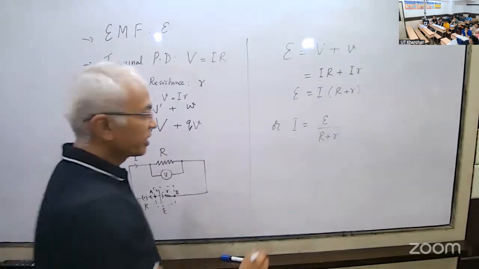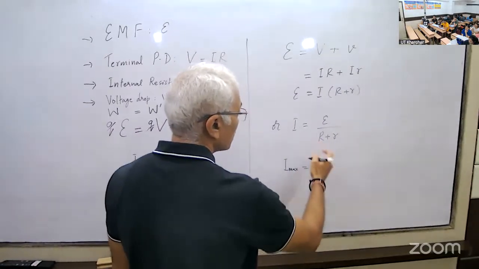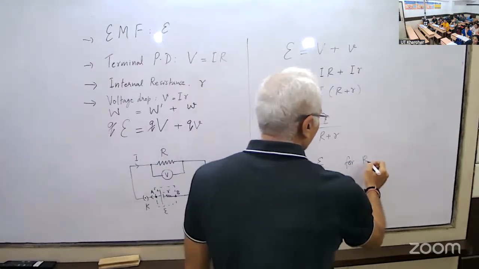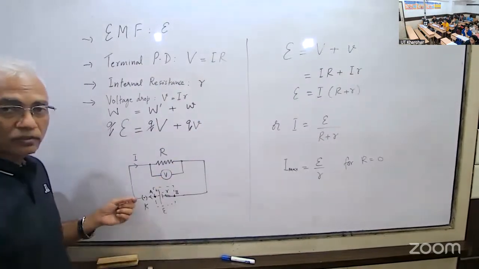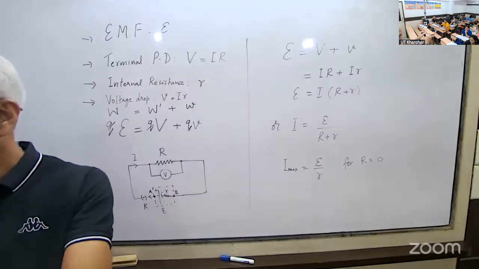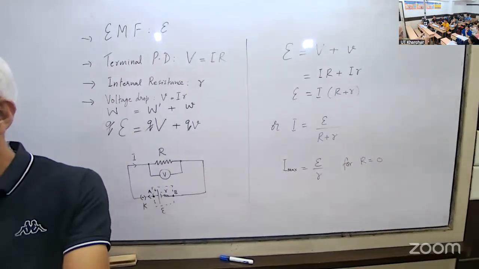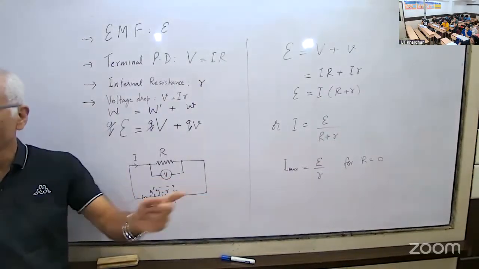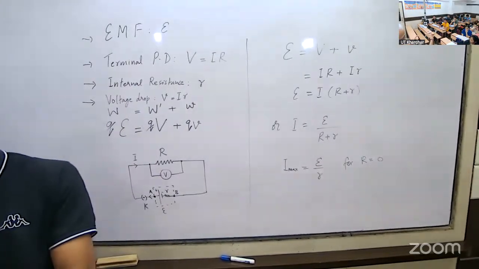When will the current be maximum? When R is 0. When will R be 0? When you short it, meaning you join the two terminals of the cell directly. Then it will show sparks because there is no load in between. Very large current will flow, and this may damage the cell itself. So we never just join the terminals directly without connecting some load.